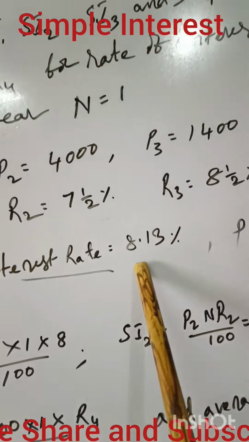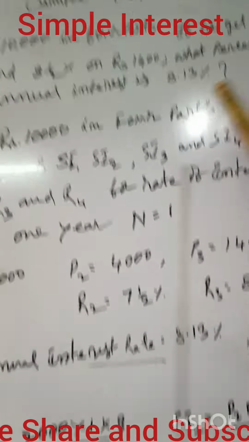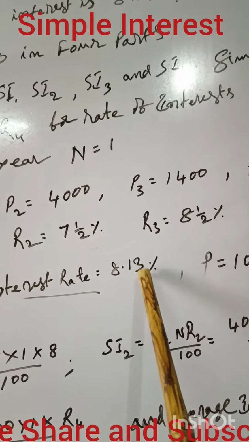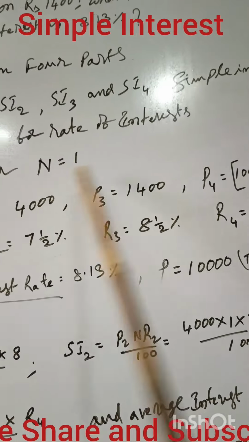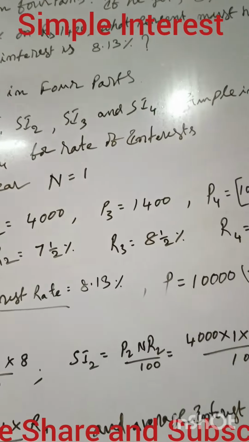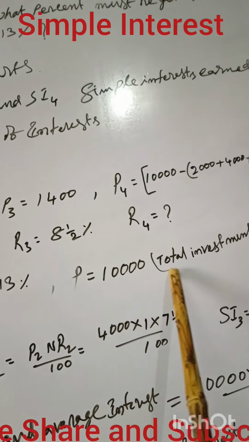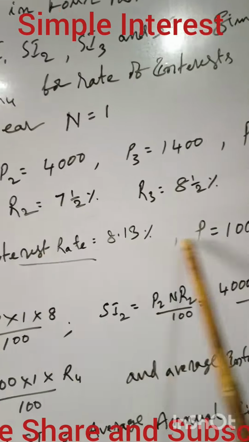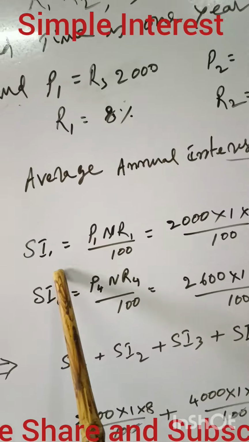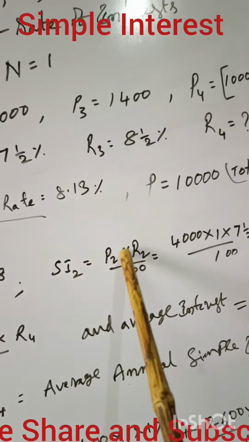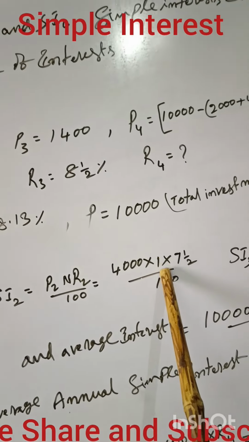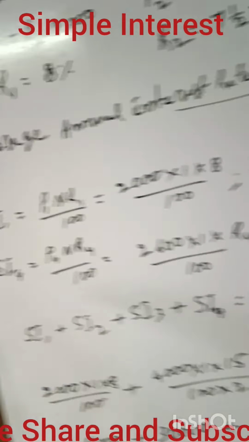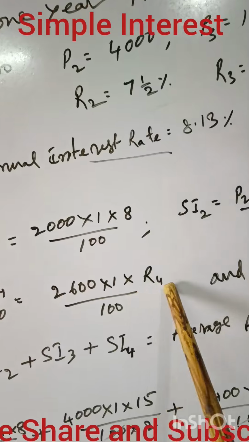The average annual interest rate is 8.13%. That is average, meaning on 10,000 straight he has given. If he gives at 8.13%, that interest is equal to the sum of SI1, SI2, SI3, SI4. So P is equal to 10,000 total investment, and N is equal to 1. That is for calculating annual SI. So SI1 is equal to 2,000 into 1 into 8 by 100. SI2 is equal to 4,000 into 1 into 7.5 by 100. SI3 is equal to 1,400 into 1 into 8.5 by 100. SI4 is equal to 2,600 into 1 into R4 by 100.